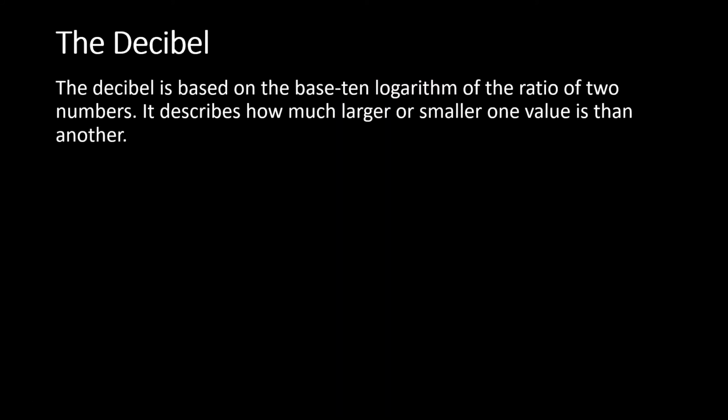So the decibel is based on a base 10 logarithm of the ratio of two numbers, and it describes how much larger or smaller one value is from another. And the equation is decibels equals 10 times the base 10 log of the two values, in this case P1 and P2, where the initial value is P1 and the second value is P2.